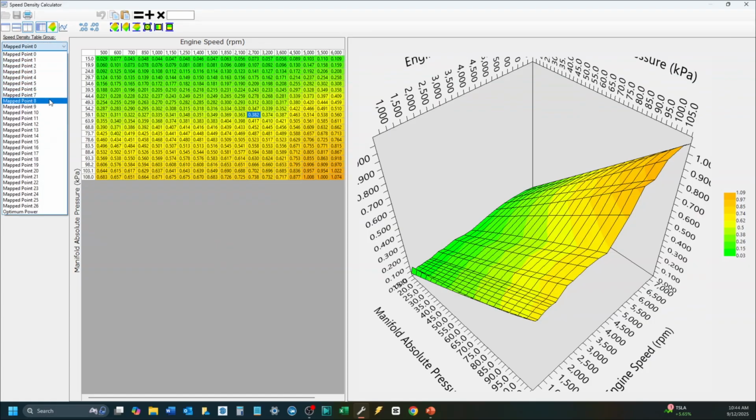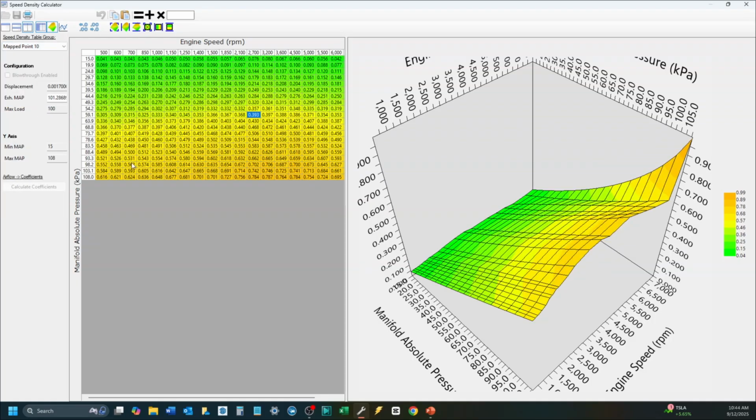I'm actually going to go to mapped point 10 for reasons we'll explain later. And you see here on this one side, I have my manifold absolute pressure. It happens to be in kilopascals. It's metric. It's just pressure. It's just load. Nothing scary. And once again, I have my RPMs, right?